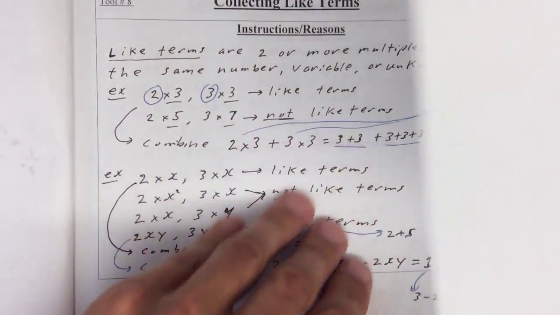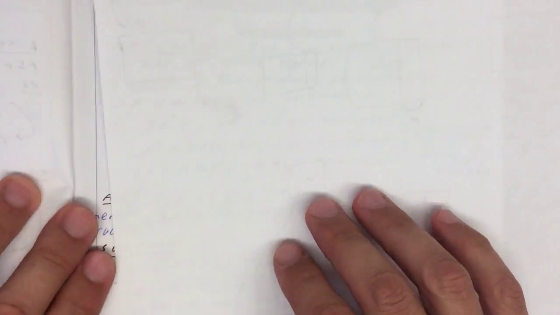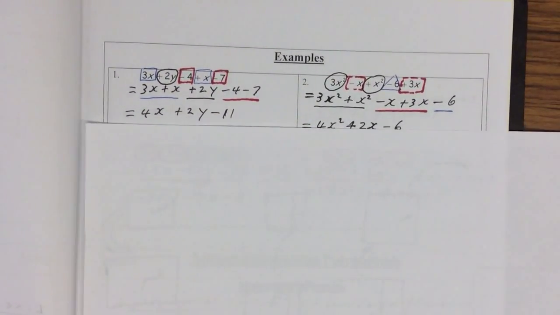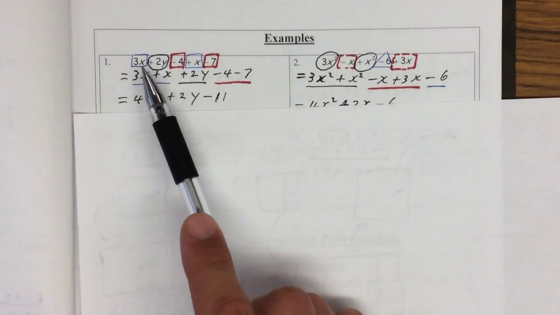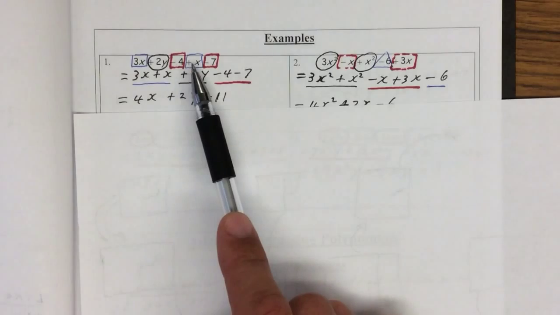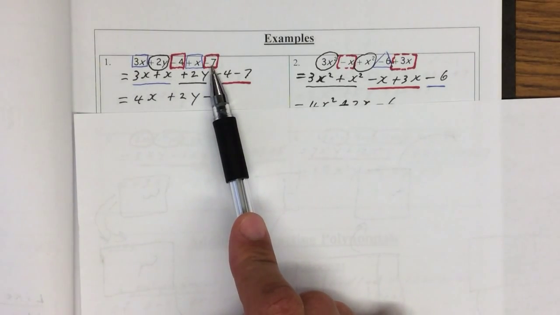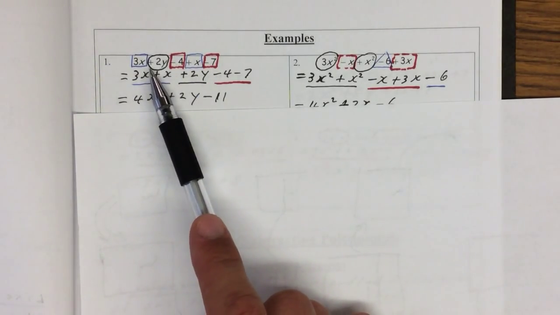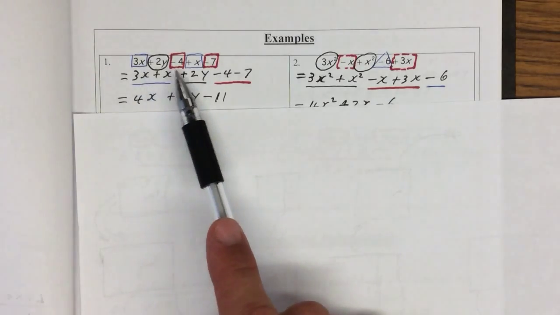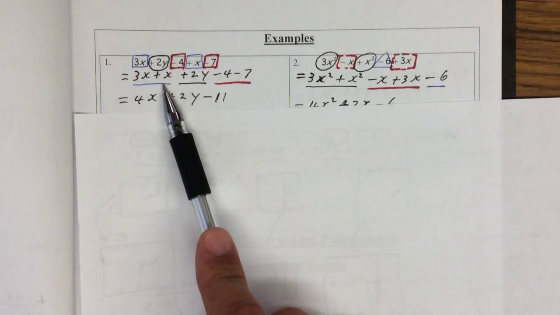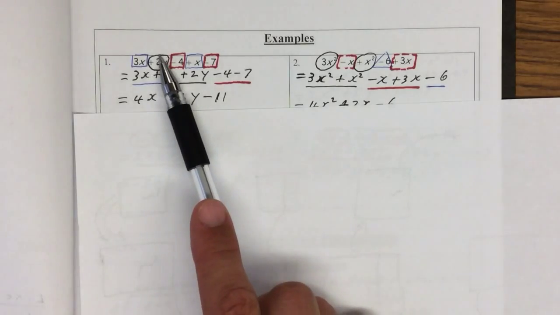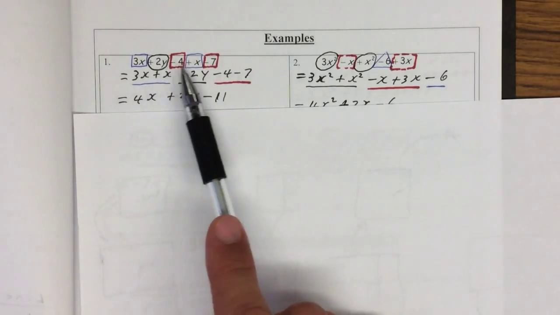Let's see some examples on this. So we've got a couple right here. 3x plus 2y minus 4 plus x minus 7. I've put a blue box around the x terms. Those are like terms. You can put them together. Okay, and I put a line under them when I collect them. I've just put a black circle around the 2y. It's the only term like that. It's the only one that has a y in it.